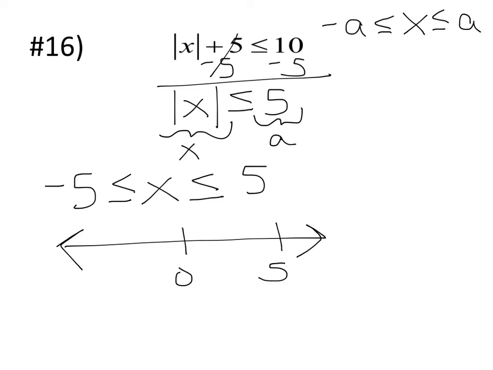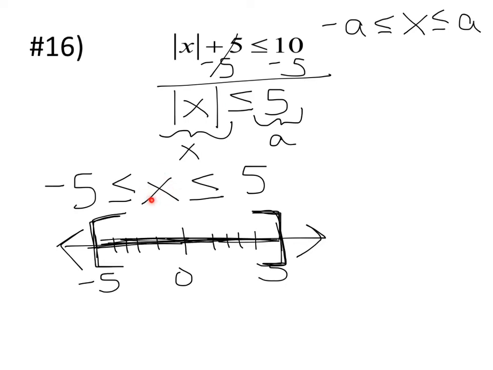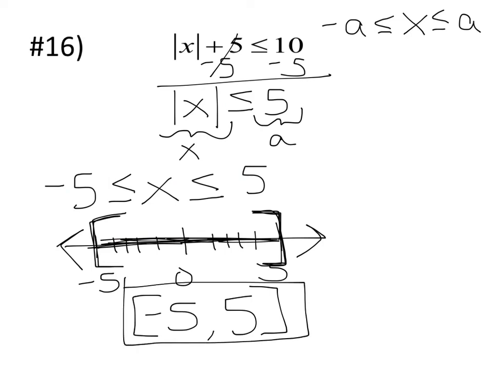0, 5, negative 5. Bracket on negative 5. Bracket on 5. I'm not sure why I'm yelling. And then you're going to shade in between. X is in between negative 5 and 5. Shade in between negative 5 and 5. Bracket on the graph. Bracket in your interval notation. Okay? It's as easy as that, guys.